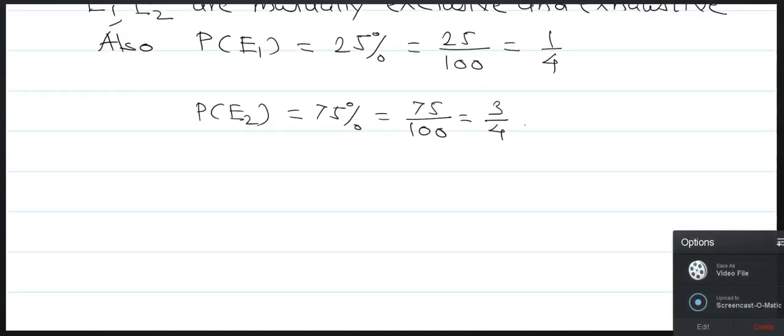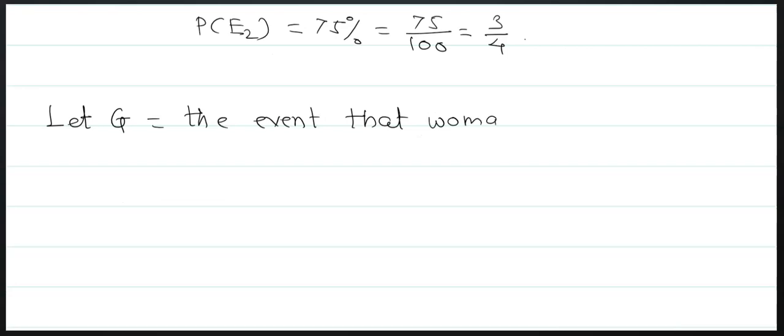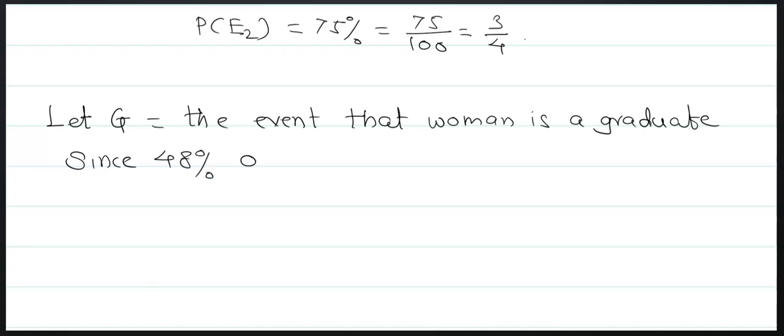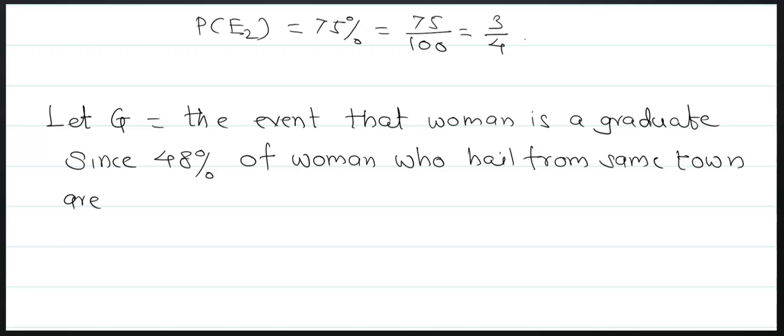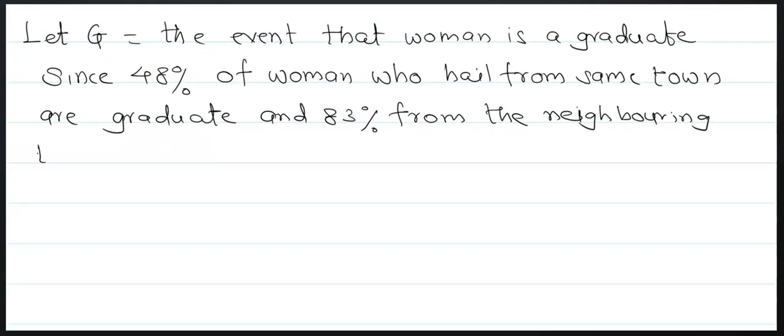This is important. Now, consider G, the event that the woman is a graduate. Since 48% of the women who hail from the same town are graduates, and 83% from the neighboring town are graduates.